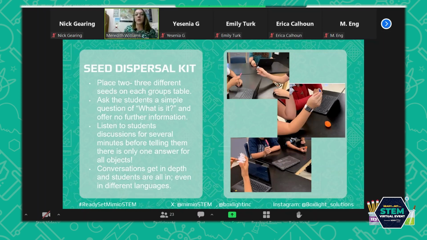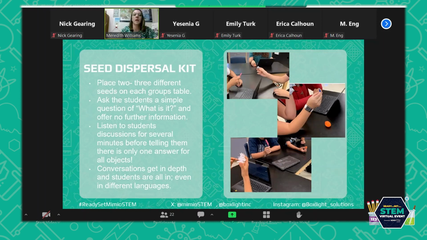I use this within my first day or two of class at the beginning of every year. And I don't give the students any information. So I print up several different types of seeds, and there's over a dozen types, and I make them all different colors. And I tell the kids that the colors don't matter.